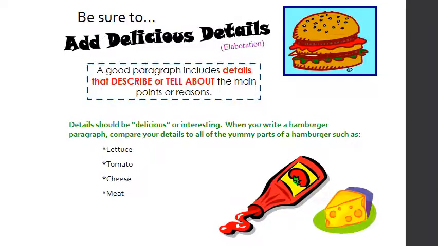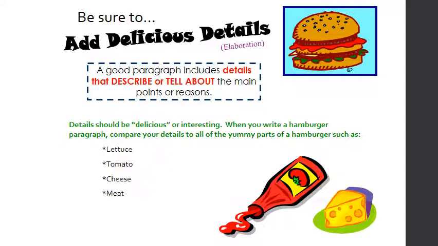Be sure to add delicious details. The details should be delicious, attracting, okay? A good paragraph includes details that describe or tell about the main points or reasons. They must tell about the main points or reasons related to the topic. For example, my topic is about my trip to Turkey. Can I talk in the details about my trip to the circus show? For sure, no. My details should be delicious, should relate to my trip to Turkey because my topic is about my trip to Turkey. Details should be delicious or interesting.